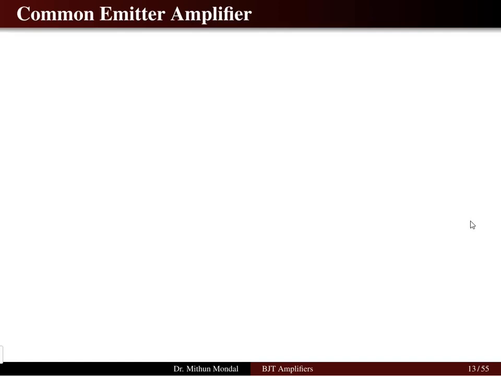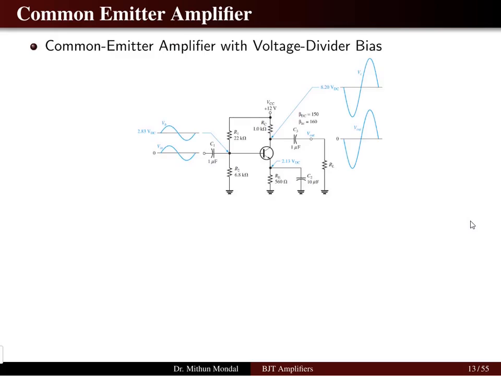Welcome back. We are in lecture 7B of BJT amplifiers. We will discuss here the common emitter amplifier. In the previous lecture, we introduced the BJT amplifiers and their significance. Let us discuss the common emitter amplifier, which is the first classification. Then we will discuss common base and common collector.